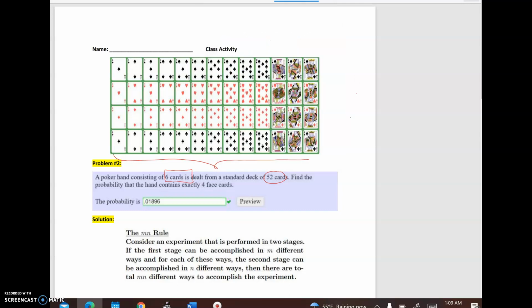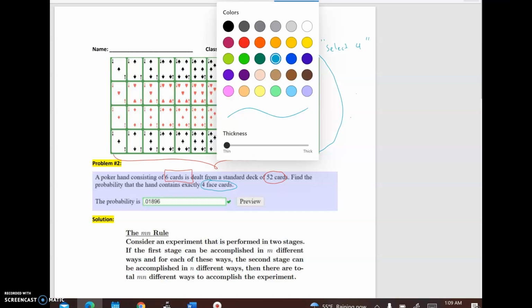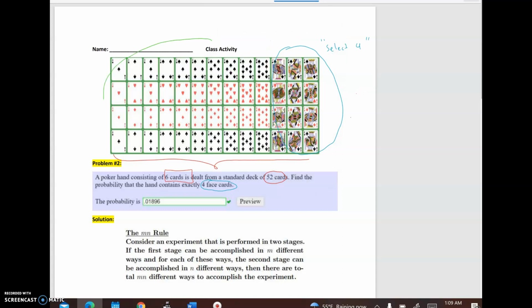One event is obtaining 4 face cards. That means that out of these 12, you're going to be selecting 4. And that means that if you select 4 from here, and the total happens to be 6, then you're going to select a total of 2 cards from the rest. So there are technically 2 events.